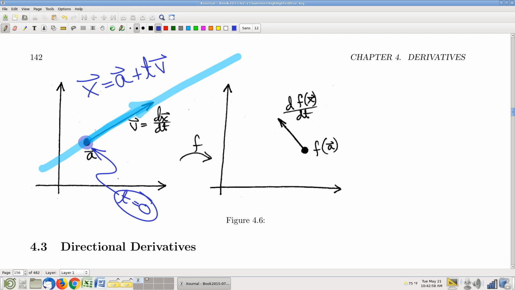All right. Well, for each one of these input points, as you're moving along the line, each one of those is a point in the domain that you can stick into the function, and out then comes a point in the target.